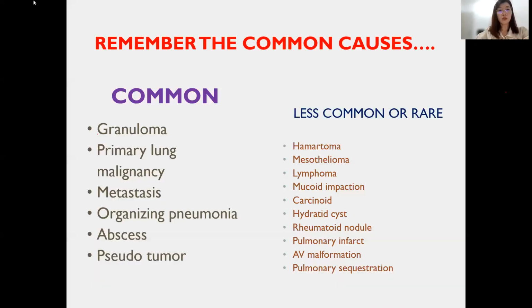So common causes for nodule include granuloma, lung CA, metastasis, but this is always multiple, and organizing pneumonia can happen. Very rarely, abscess can show as a lung lesion first, or pseudotumor. Rare or less common causes are hematoma, mesothelioma, lymphoma. So we don't give this kind of differential on only an X-ray, so we just put nodule.